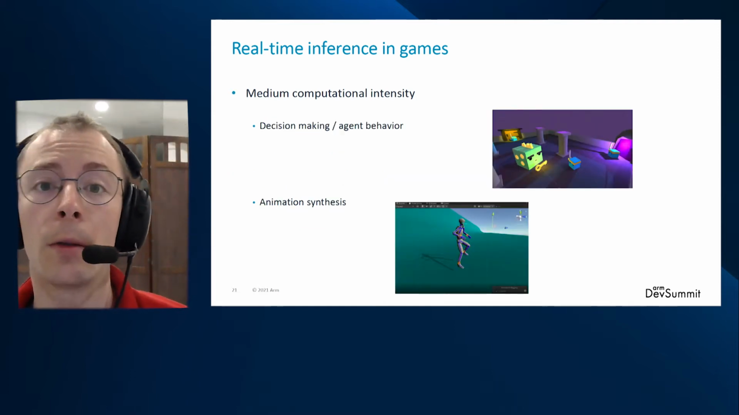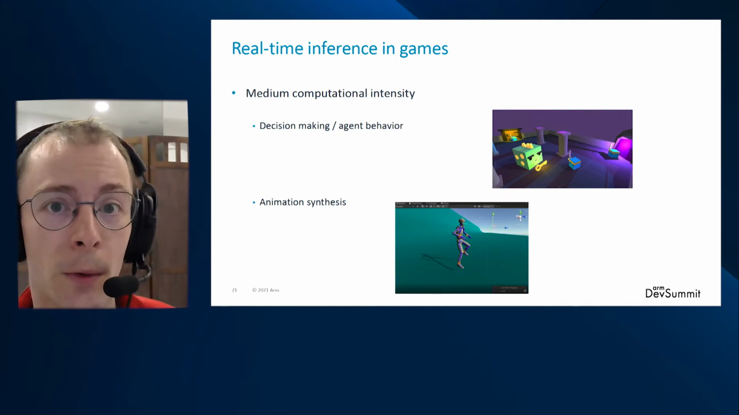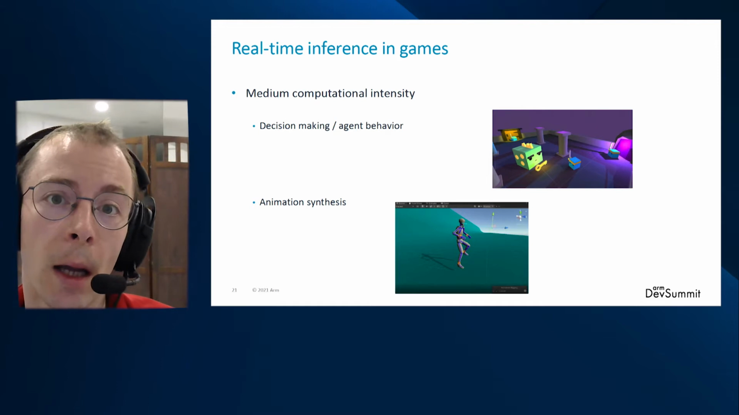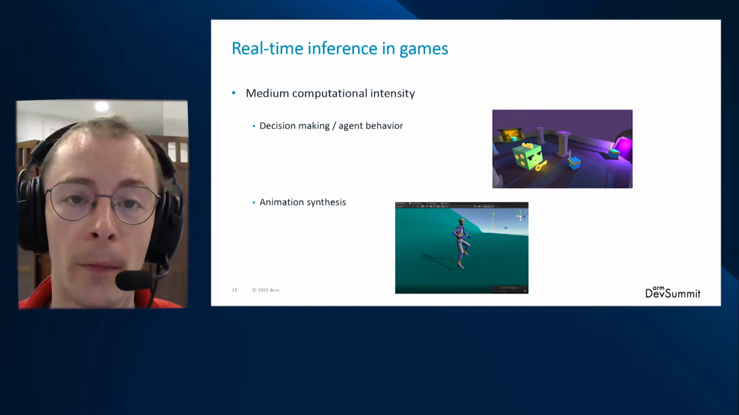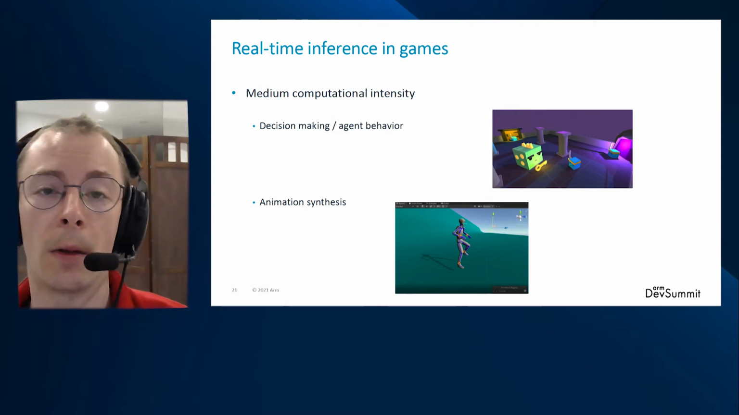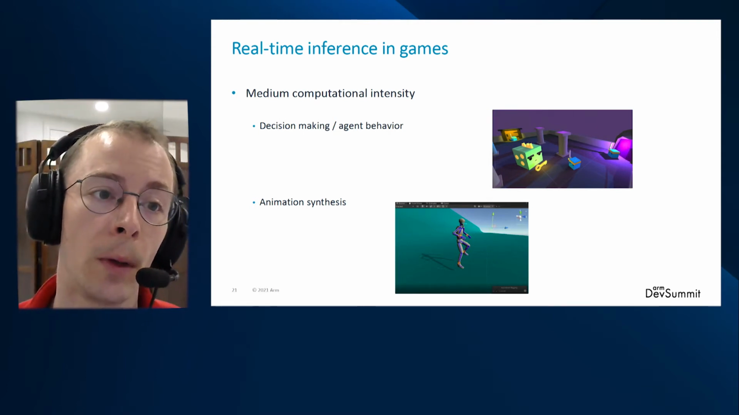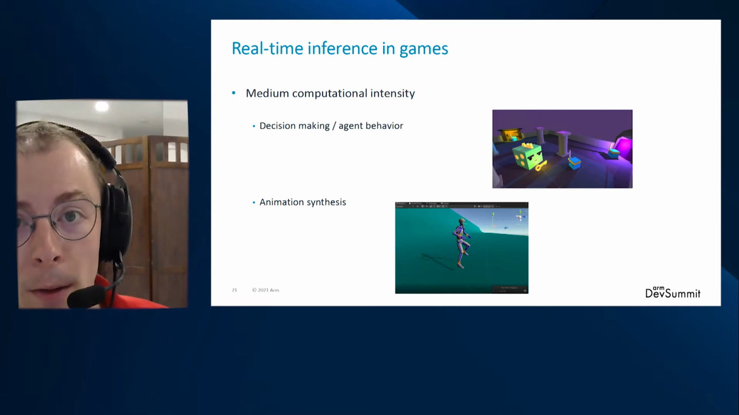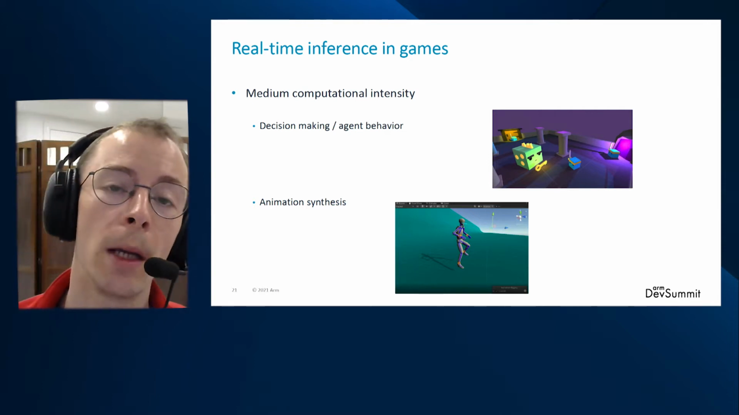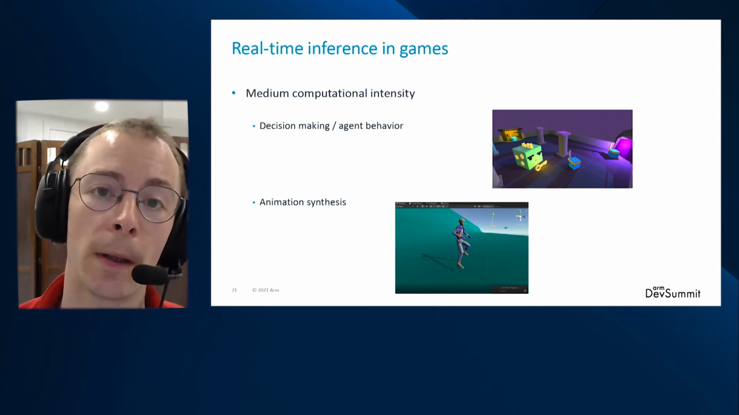So now I wanted to look at a few different examples of the types of models we see on a day-to-day basis, and which of them falls into one of the two categories. So the first popular models we see relating to medium computational intensity models are linked to decision making and agent behavior, as well as animation synthesis.